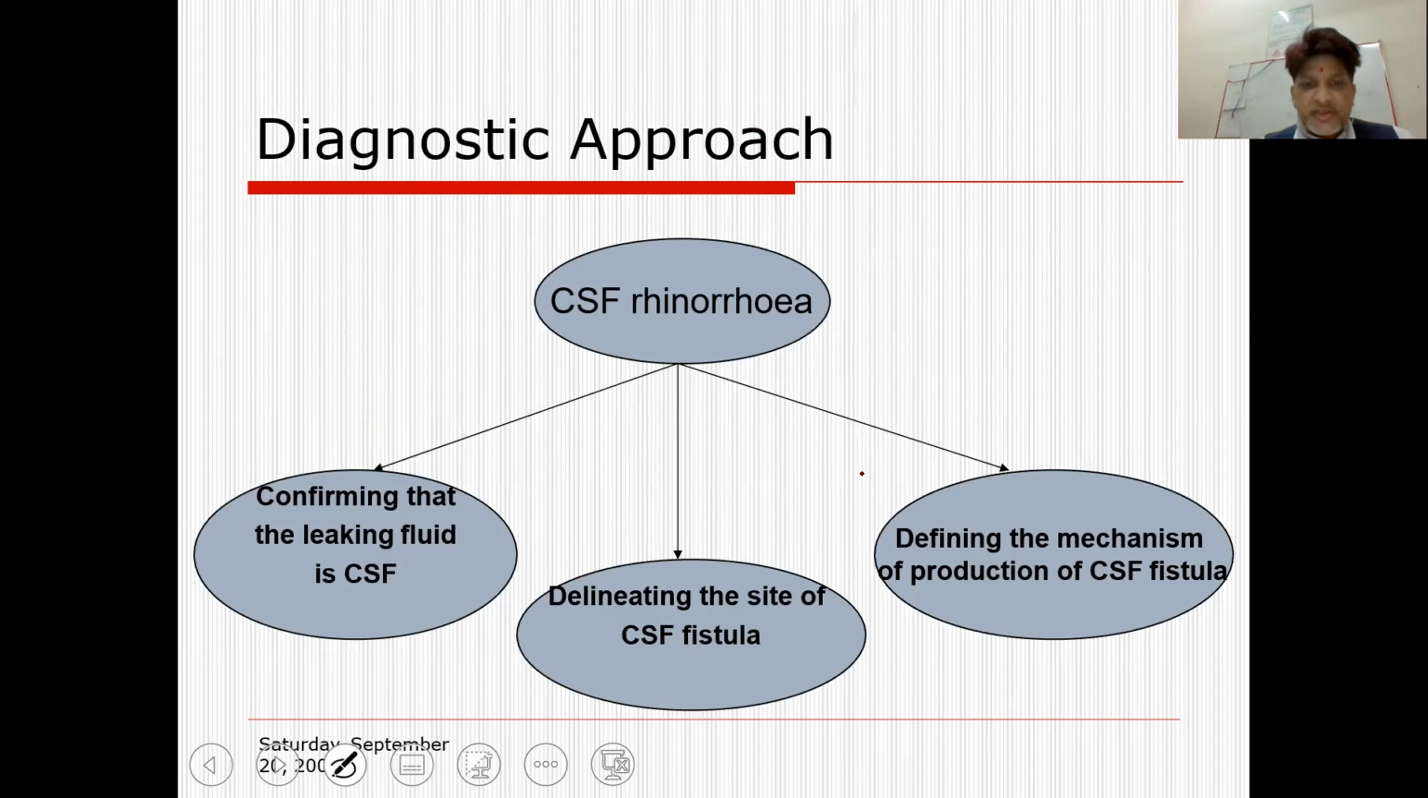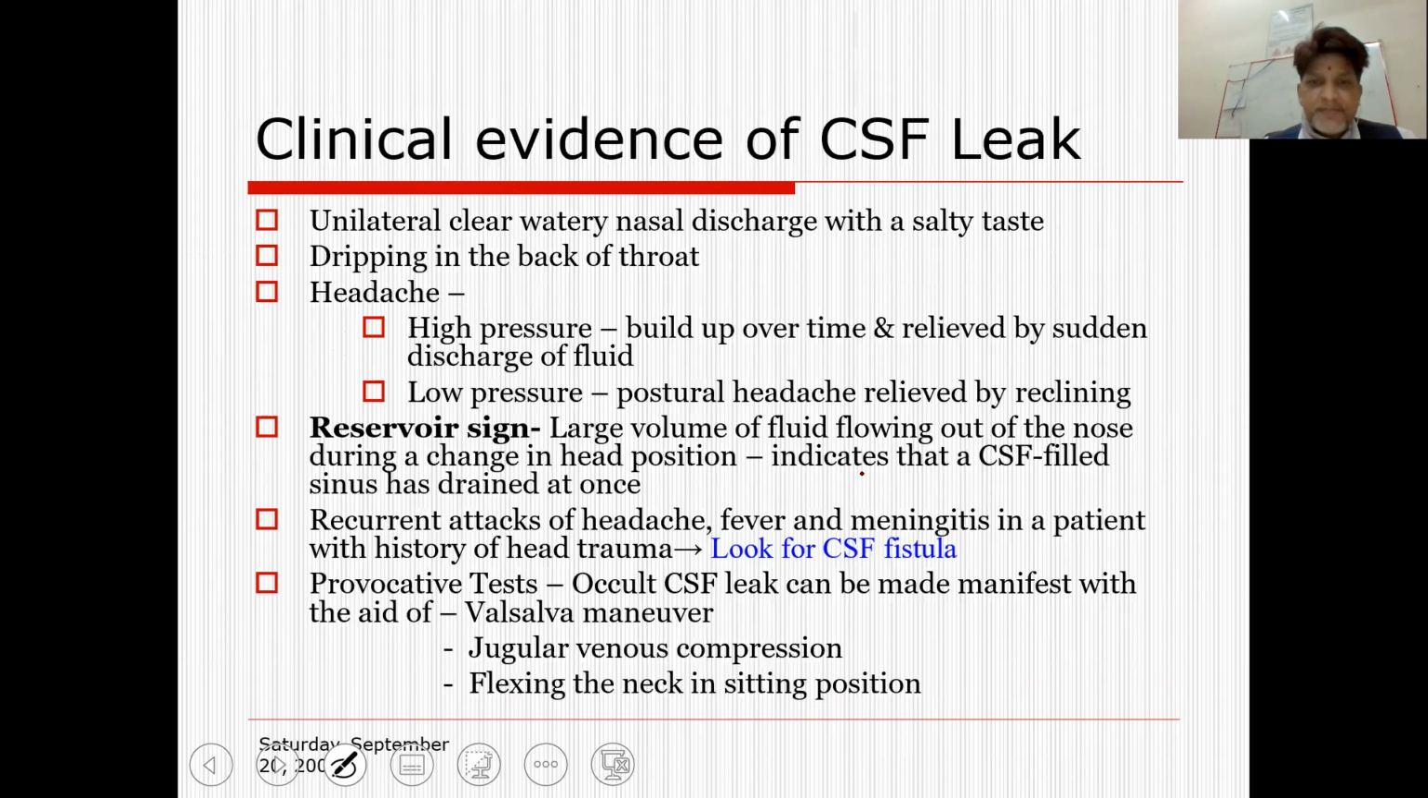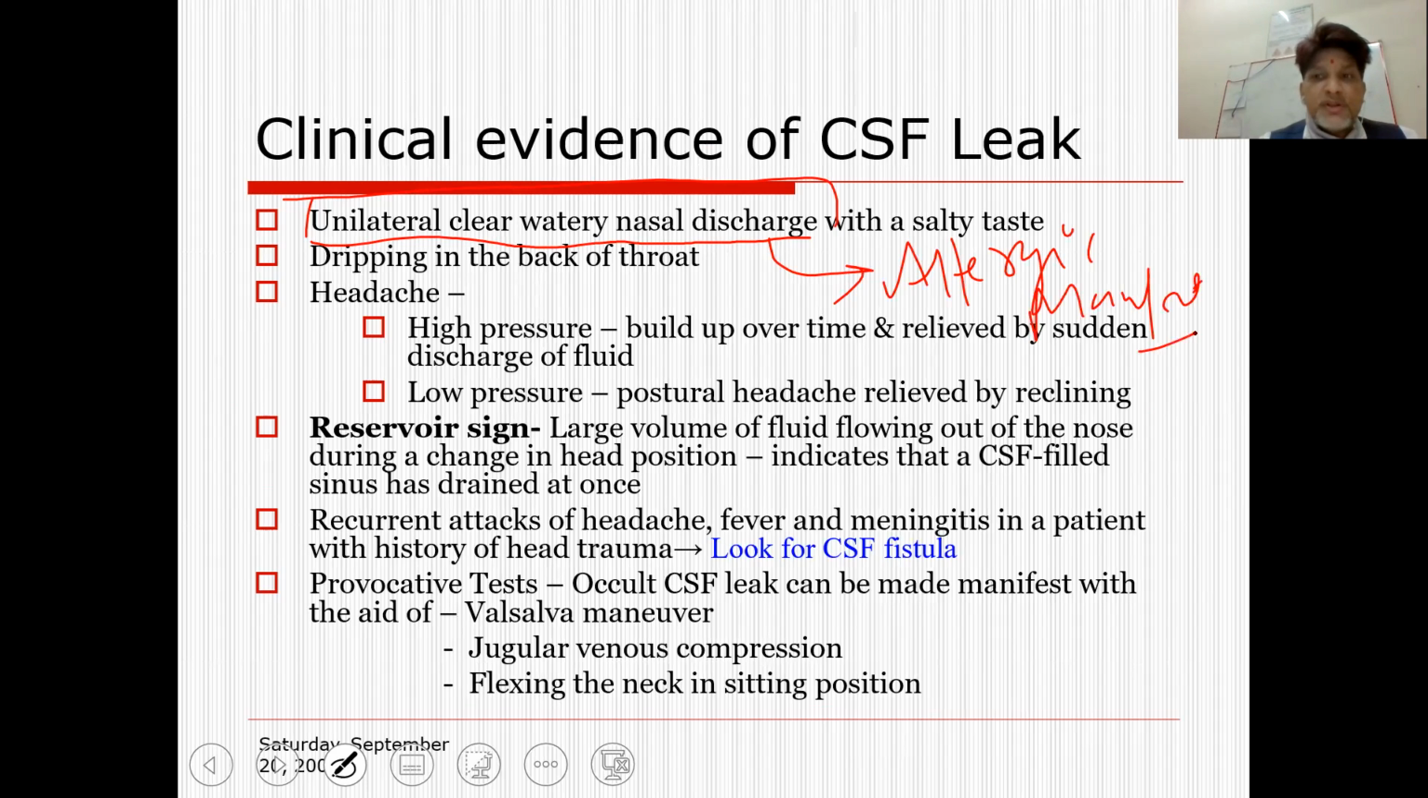So the diagnostic approach, we have already discussed that in a clinical sense, the patient presents with a clear watery nasal discharge without allergic manifestation. The patient comes without sneezing, and thin watery nasal discharge, or itching in the nasal cavity, and the patient can show a reservoir sign also.